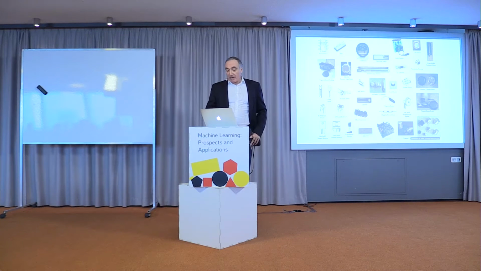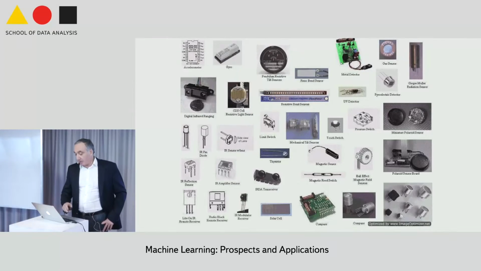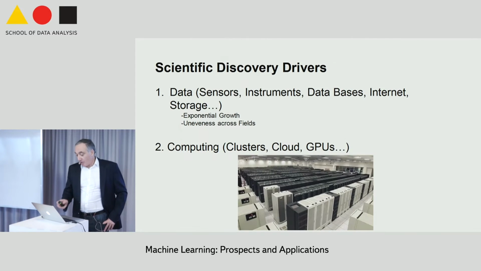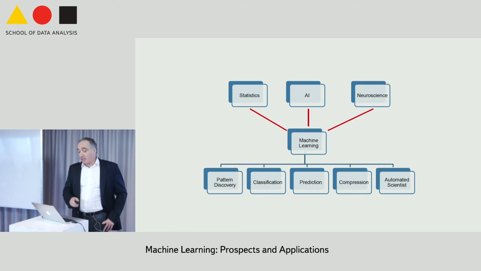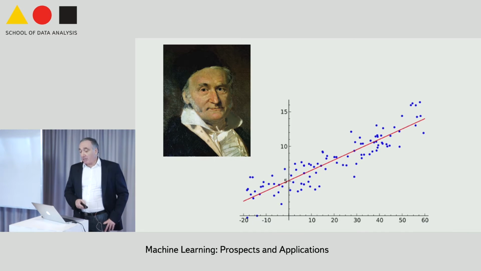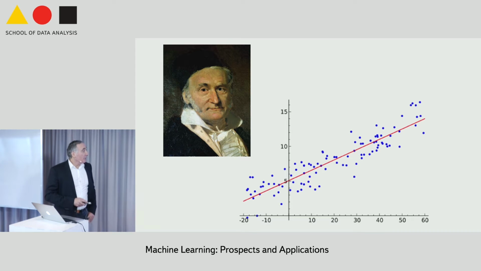And of course, there are many other sensors. Everything is producing data, and you know all this. We have much better computers than Galileo, GPUs. I'm not going to say anything more. Machine learning, how did it start? Well, you can argue the beginning of machine learning is here. It's linear regression. Gauss is one of the first mathematicians who worked on this.